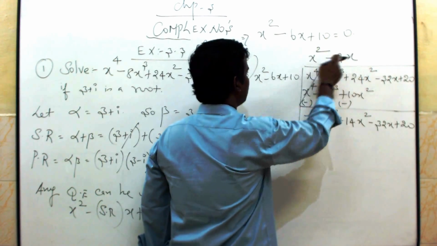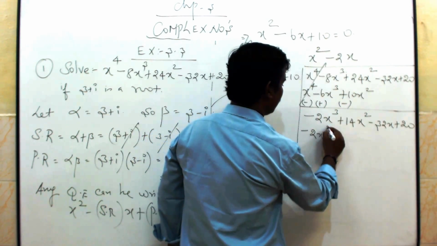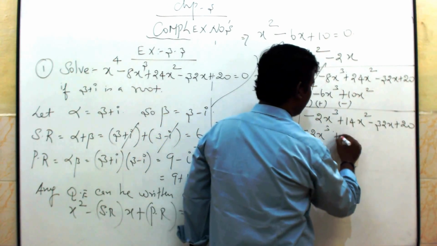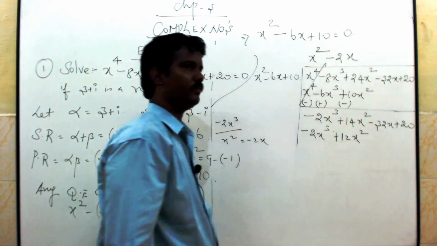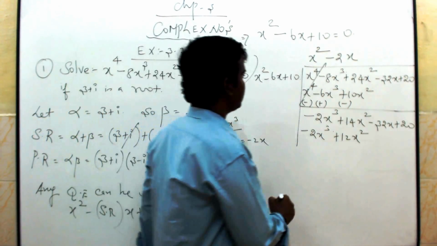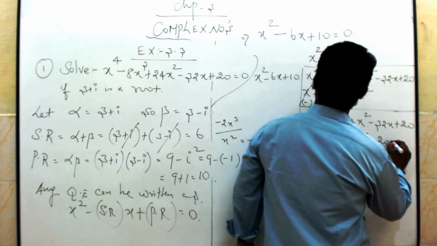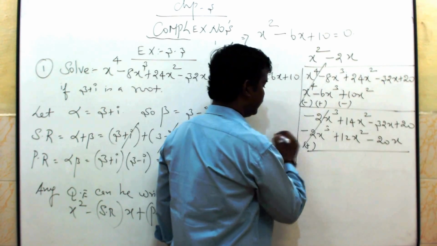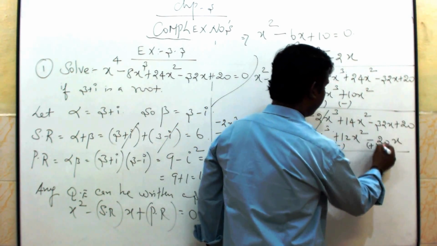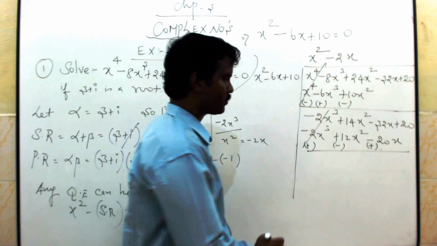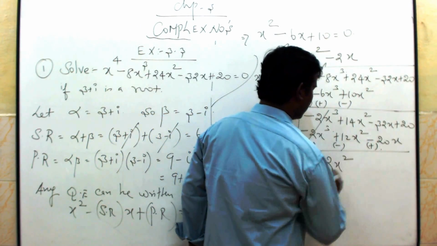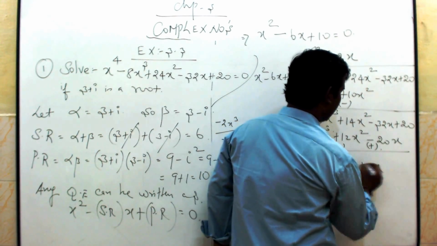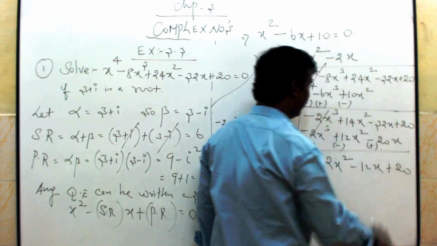multiply பண்ணுங்க now. What is minus 2x into x square? Minus 2x cube. Now tell me what is minus 2x into minus 6x? It is plus 12x square. Then what is minus 2x into plus 10? Minus 20x. Then again change the sign and cancel this. இங்க minus, இங்க plus வருமா? Now tell me what is 14x square minus 12x square? It is 2x square. Now tell me what is plus 20x minus 32x minus 12x plus 20.